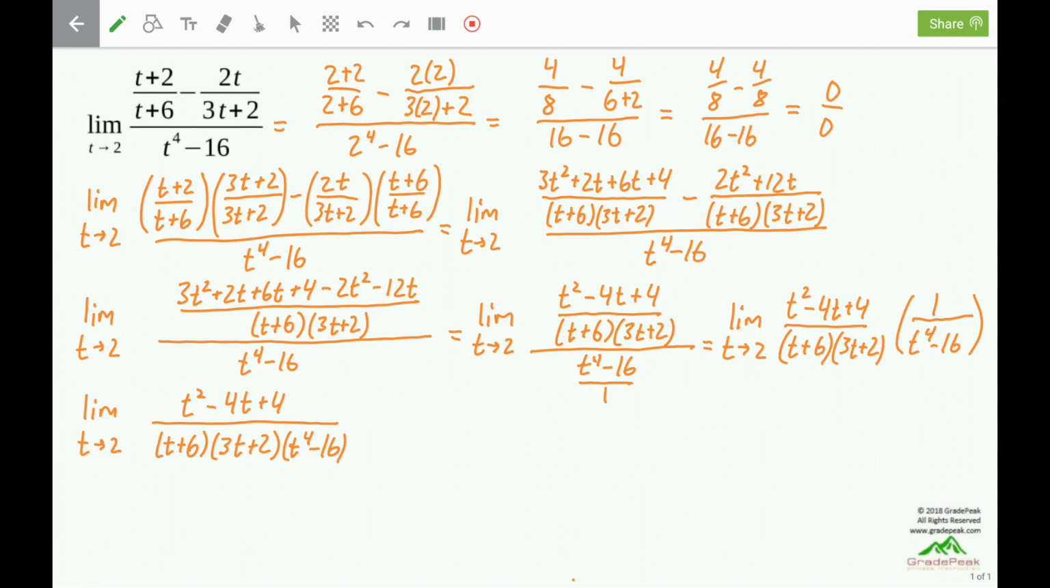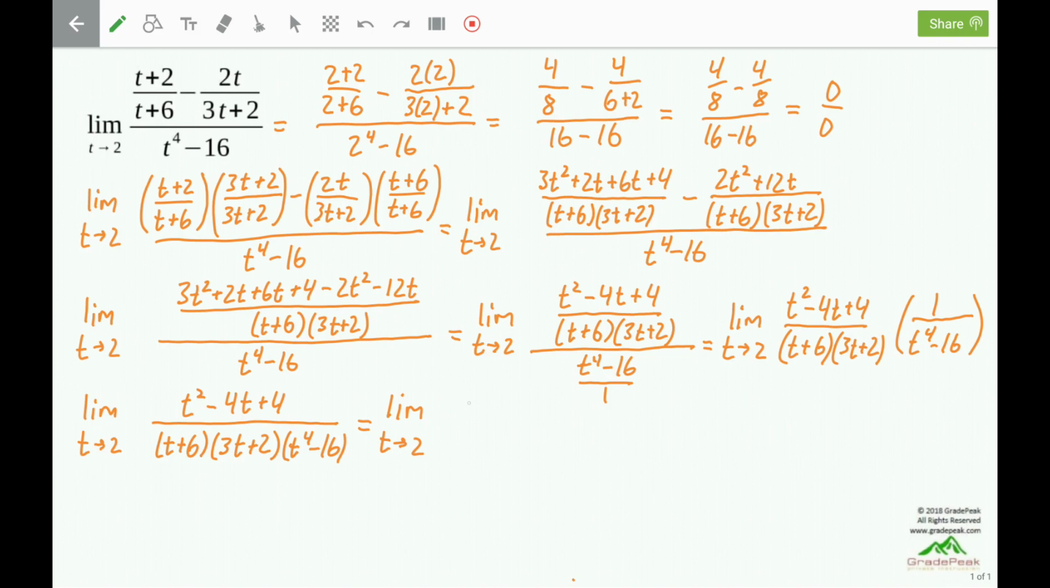Since t is going to 2, I expect to see either a t minus 2 factor or a 2 minus t factor in both the numerator and the denominator. I don't see it in either just yet, so that means they must be found within these bigger expressions that can factor. So we are now going to set about factoring those big expressions.